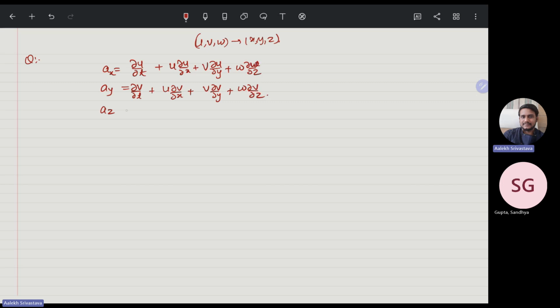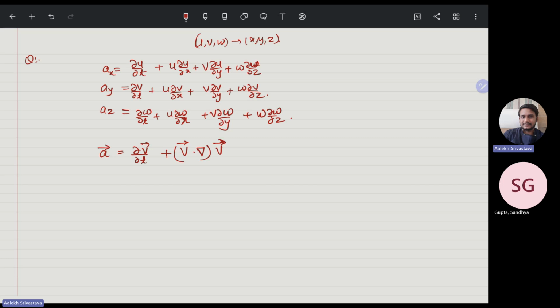And for z, it is del w by del t plus u del w by del x plus v del w by del y plus w del w by del z. This is the same expression. Now, how do we write this in vector form? So in vector form, you will write del v by del t plus v dot divergence of your v vector. In this way, we will write.